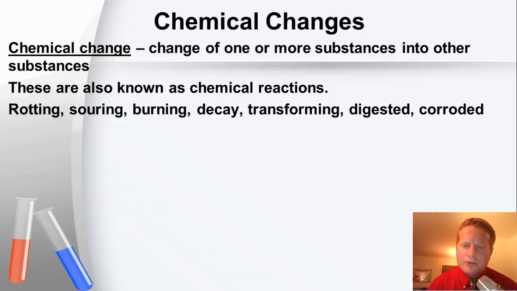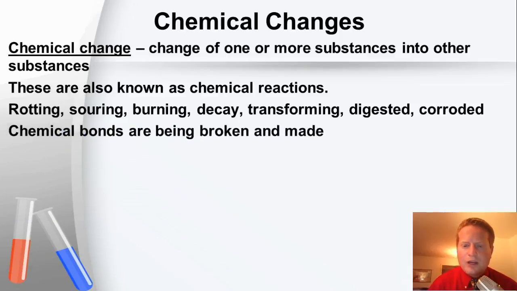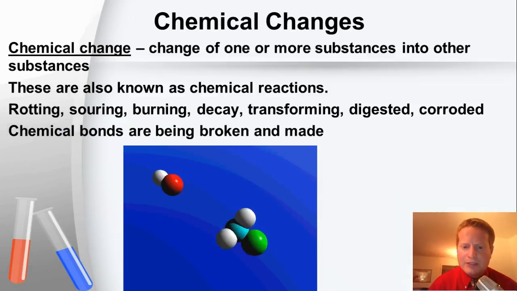So common words that are associated with this: rotting, souring, burning, decay, transforming, if something is digested or corroded. These are all examples of chemical changes. The other important thing is that chemical bonds, as shown here, are being broken and made.